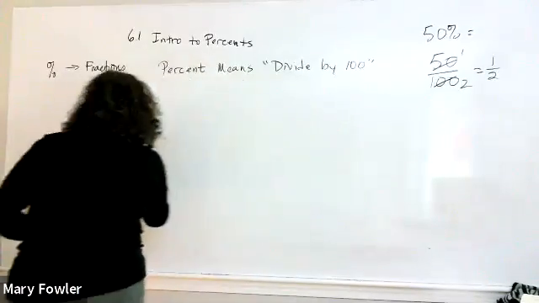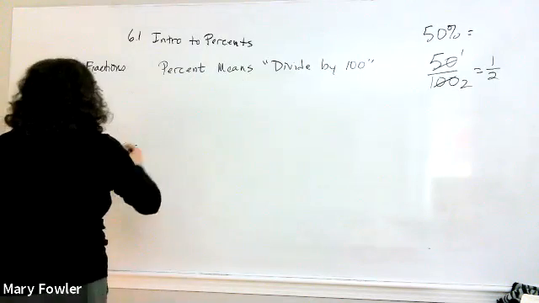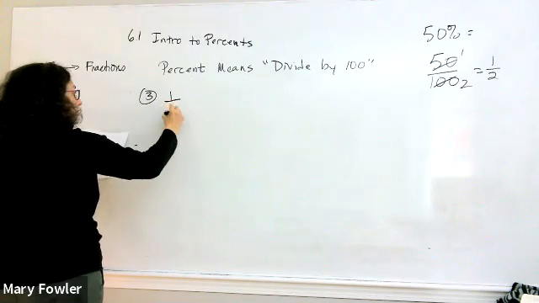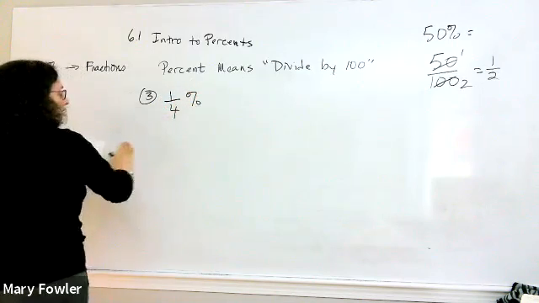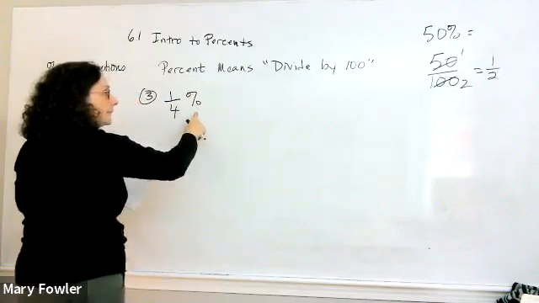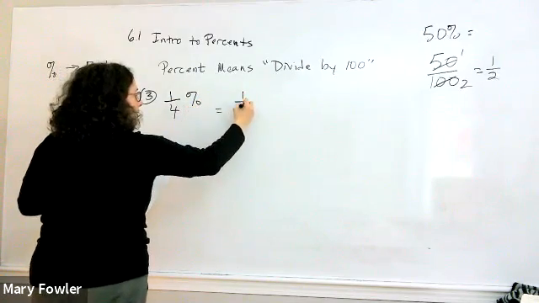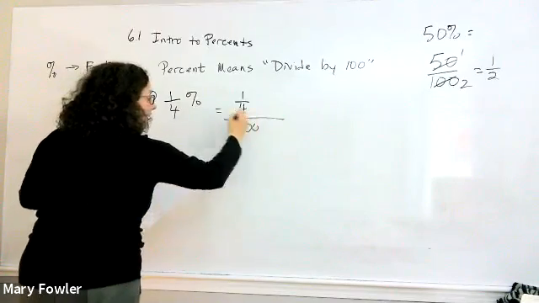Okay, and then the next one is 1/4%, number 3, 1/4%. So that's kind of scary, just looking at the fraction and the percent in the same number. Okay, but I'm not going to let it bother me. I'm going to divide by 100. So I'm going to write this as 1/4 divided by 100.